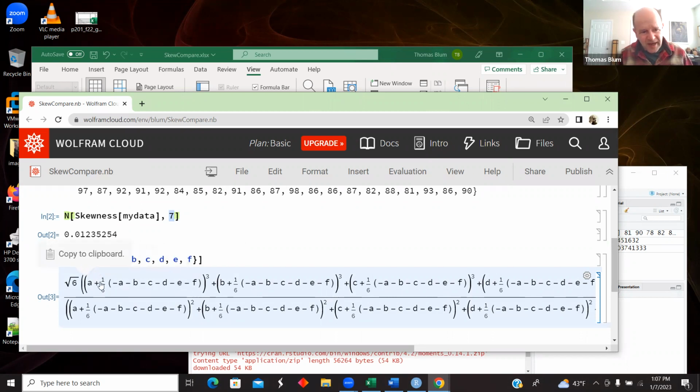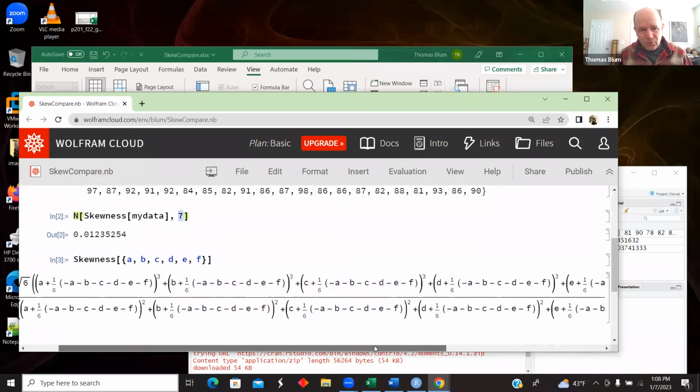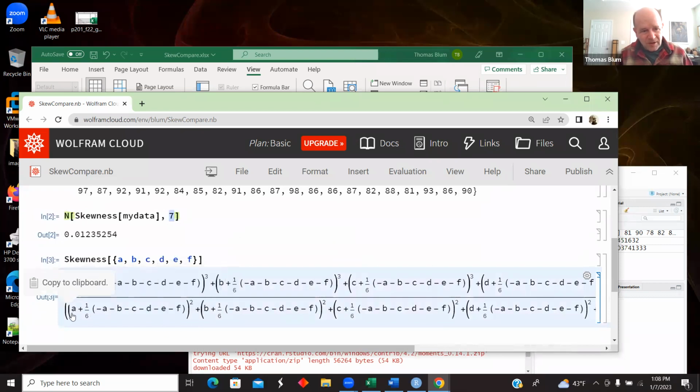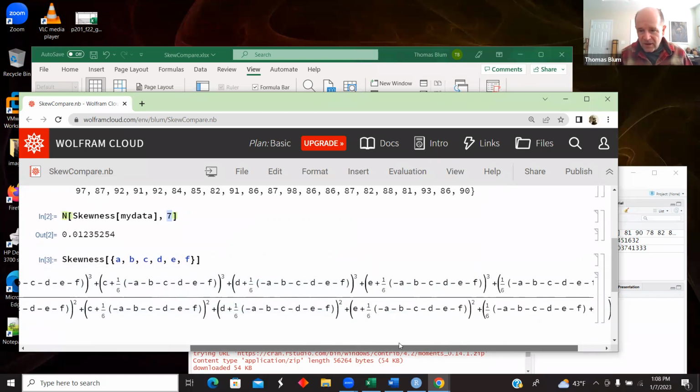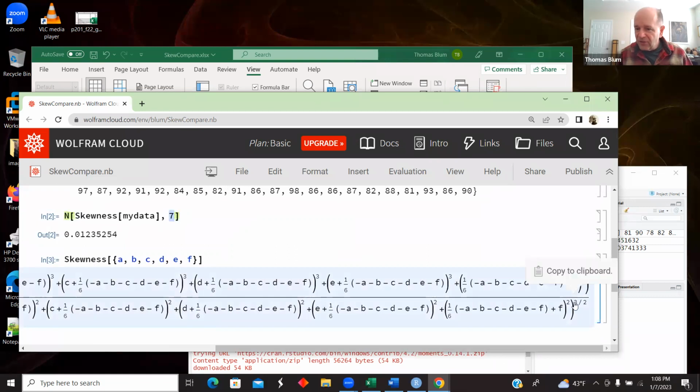in here. So this is A minus the mean, and that is cubed. And another data point is B minus the mean, and so on. And so we have that. And down here I'm taking the difference between A and the mean and squaring it. And then in the end, there's a 3/2 down here.